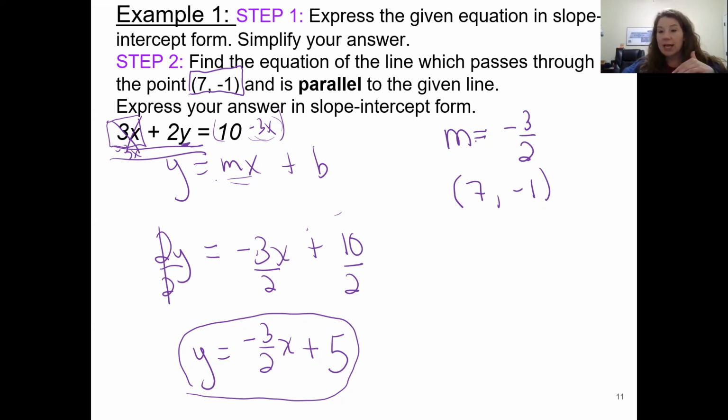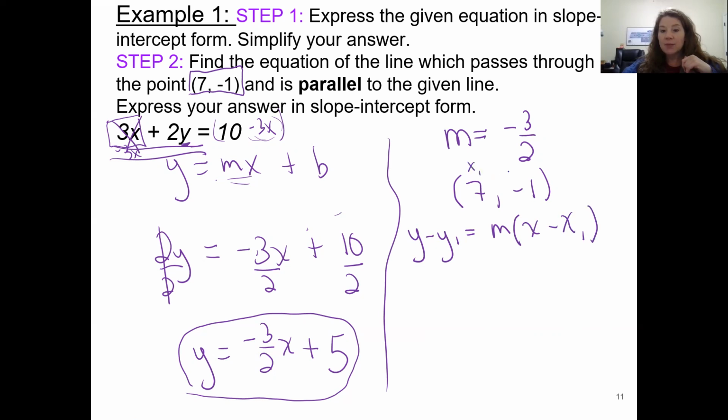So which formula do you think I need? I need a point slope formula. And we used that earlier. The point slope formula is y minus y1 is equal to m times x minus x1. This is the only point I have, so that has to be x1 and y1. So y minus, what is y1? -1. Y minus -1 is equal to our slope of -3/2 times x minus x1, 7.